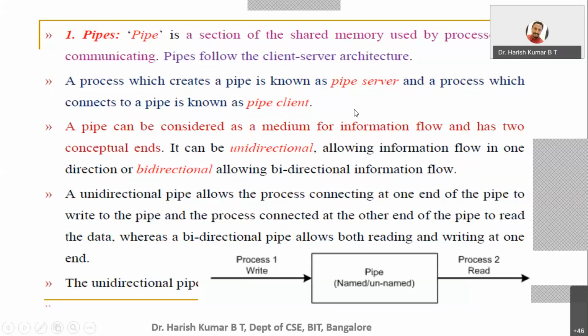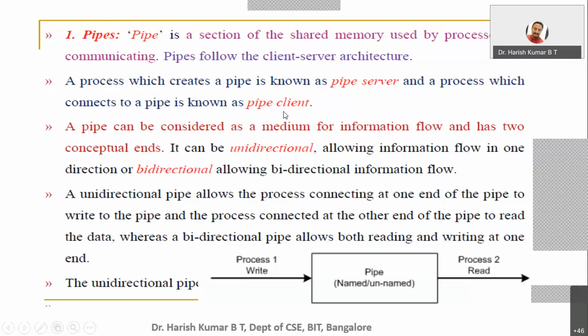Now, I told two processes. The process which is attached to the right end of the pipe, I call it the writer process, and the process which is attached to the left end of the pipe, I call it the reader process. But there is one more terminology you can also use. The process which creates the pipe is called the pipe server, and the process which connects to the pipe is known as the pipe client.